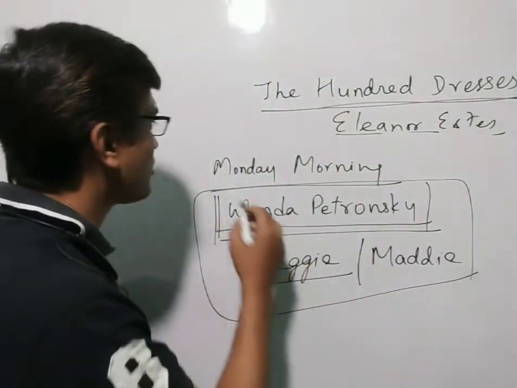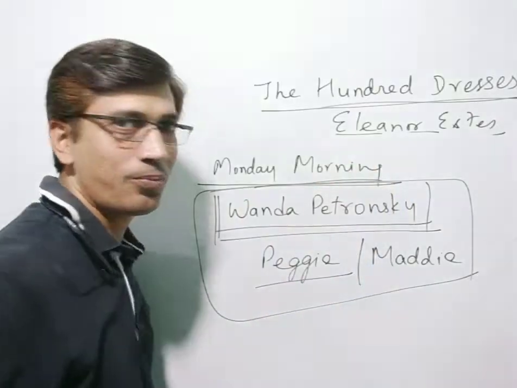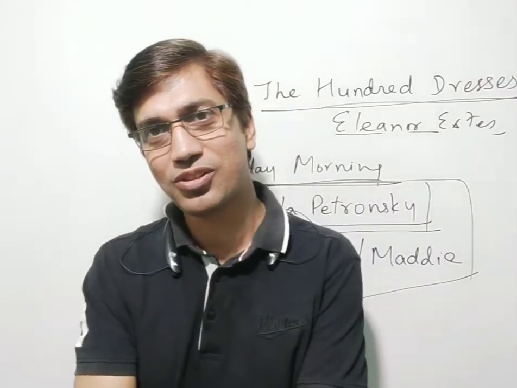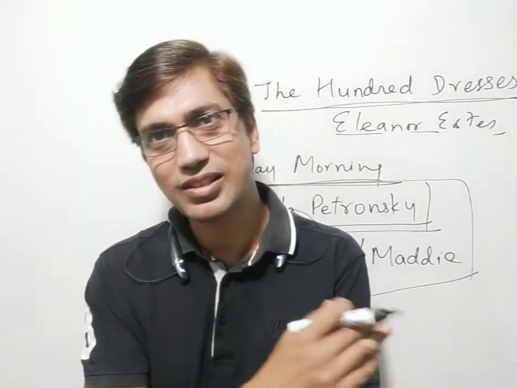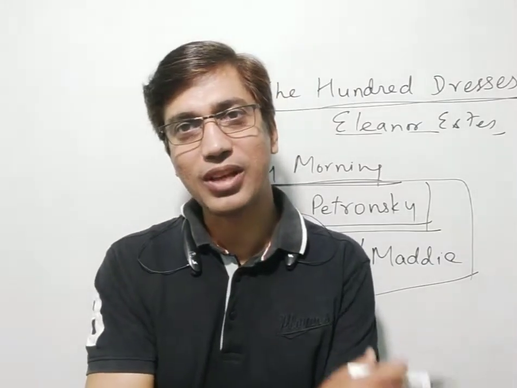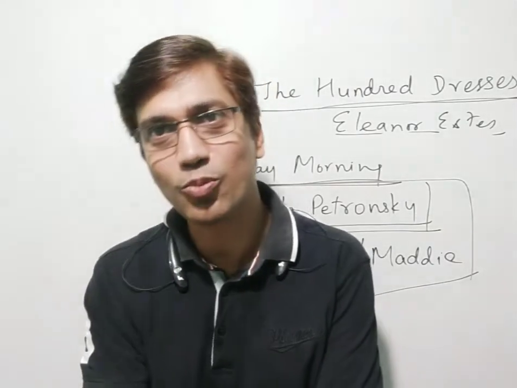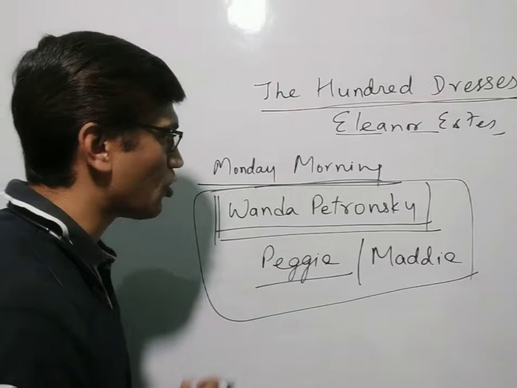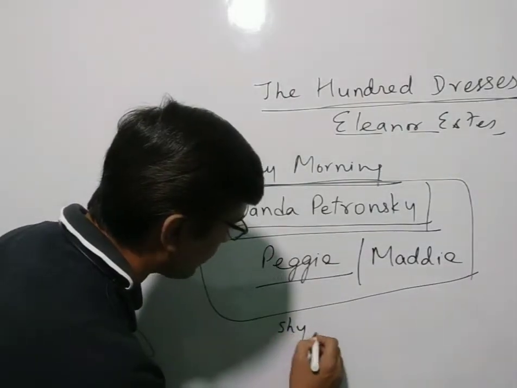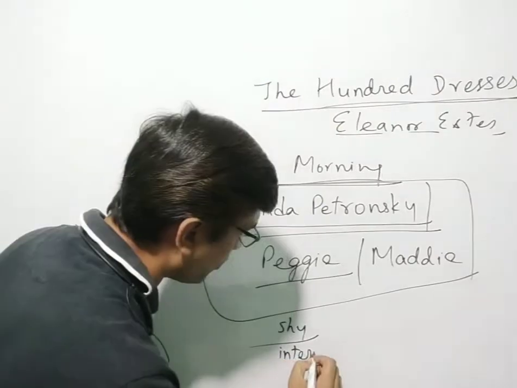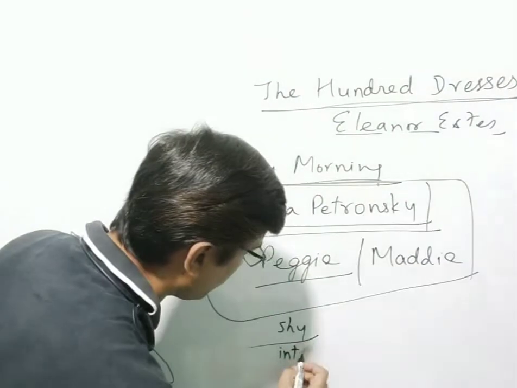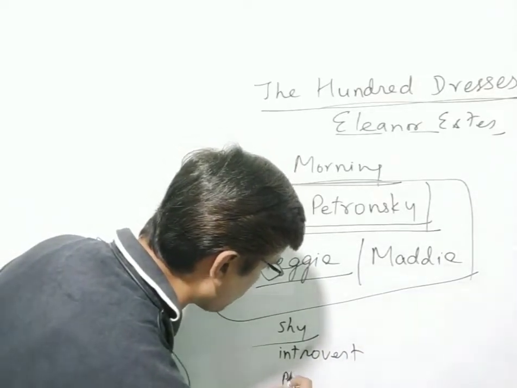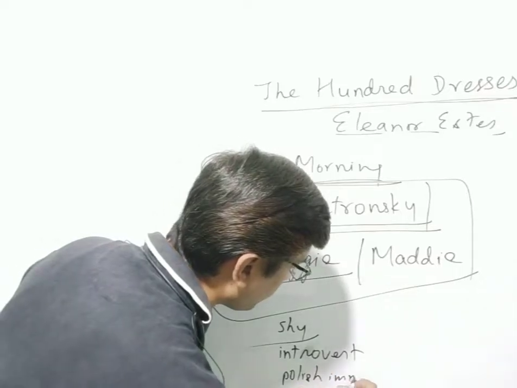So the story, as I told you, opens on a Monday morning. Wanda hasn't come to the class, but her absence is not marked. Monday passes by, Tuesday comes and passes by. Wanda is still not present in room number 13. And why is her absence not marked? Because she is a shy girl, very shy, an introvert, and on top of that she is a Polish immigrant.